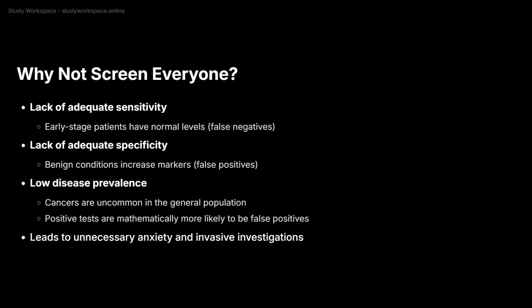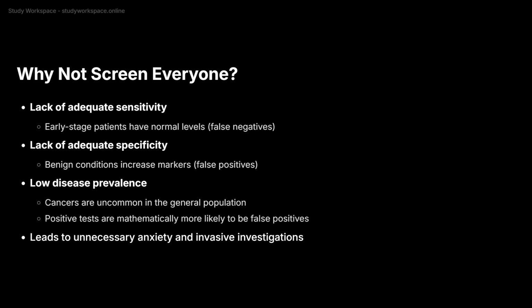Now consider another examination question. Why are most tumor markers unsuitable for screening the general population? Pause the video and think about your answer before continuing. The main reason is that most tumor markers lack adequate sensitivity and specificity. Many patients with early-stage cancer have normal tumor marker concentrations. This results in false negative results and may provide false reassurance.